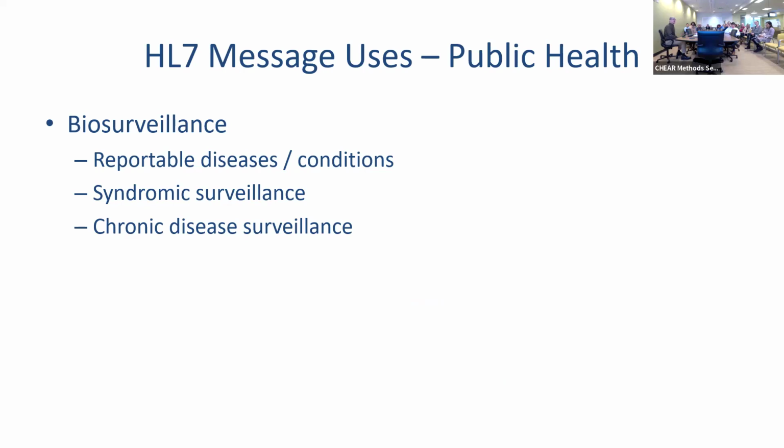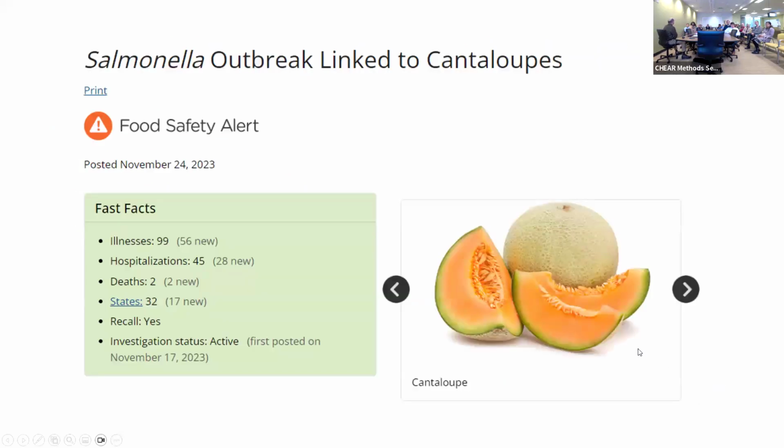But you know what? You're going to need to enlist the help of folks who really know something about FHIR. It's complicated, and it's still evolving too. So, okay, let's talk a little bit about biosurveillance in our remaining time. We're going to talk about reportable diseases and syndromic surveillance. If we have time, we'll talk a little bit about chronic disease surveillance, all using HL7.